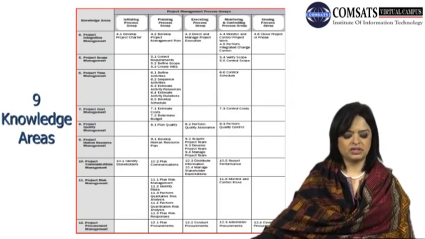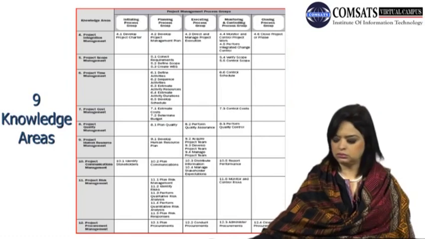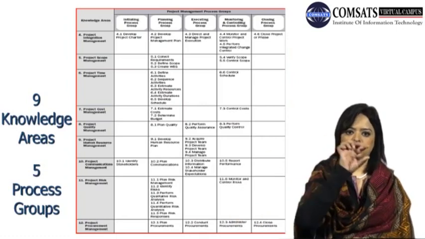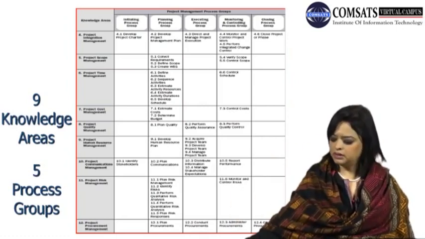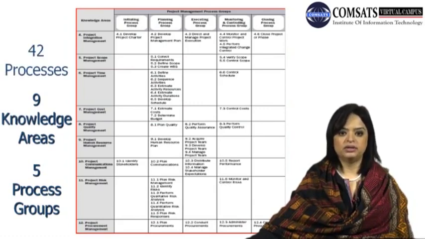The 9 knowledge areas, just as a summary and a reiteration, are on your left hand side. 9 knowledge areas according to PMBOK. The 5 process groups, the top row: the initiation, the planning, implementation, monitoring and control being one, and then the closure phase. And all together, the knowledge areas and the process groups are tied together by 42 processes. Remember, this is PMI dictated or the PMI version.